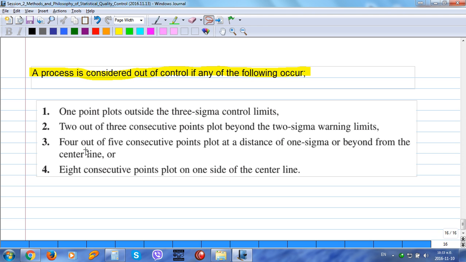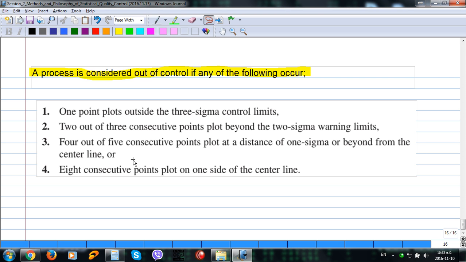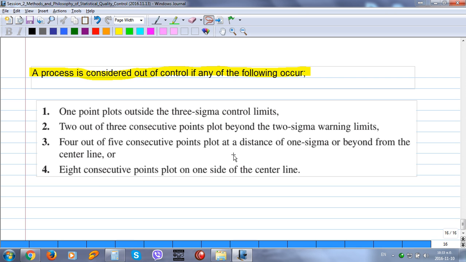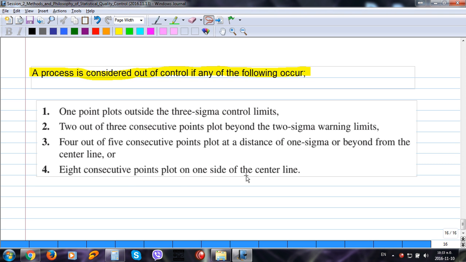Third: 4 out of 5 consecutive points plot at a distance of 1 sigma or beyond from the center line. If 4 out of 5 go beyond the 1 sigma limit, that is also out of control. Fourth: 8 consecutive points plot on one side of the center line. If 8 consecutive points lie on one side of the center line, that is also out of control.